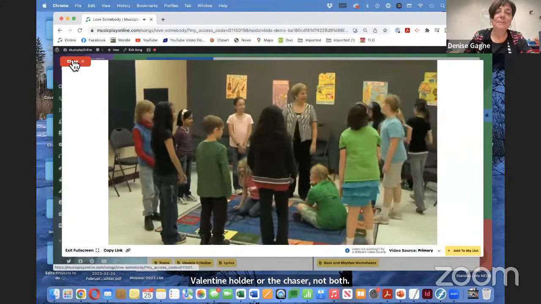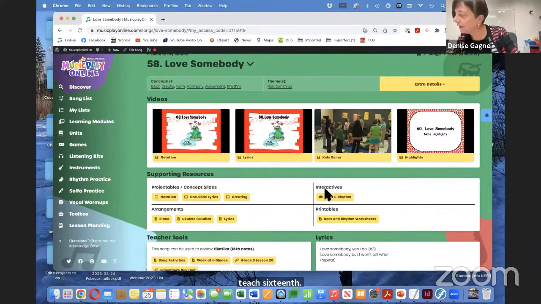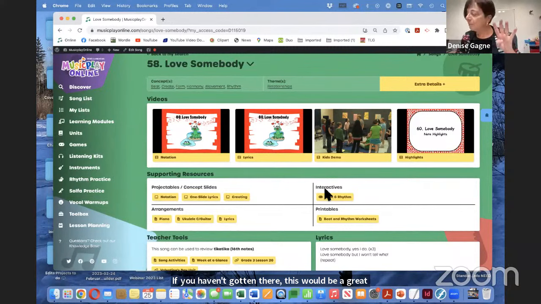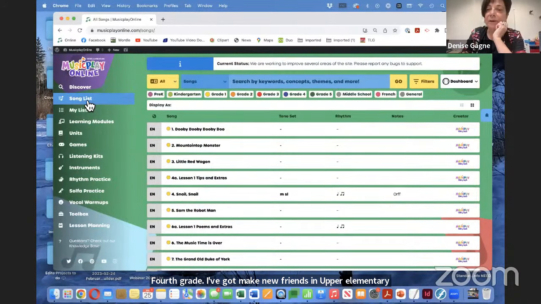So again, there's the beat and rhythm activities here to teach 16ths if you haven't gotten there. This would be a great teaching piece for it. Fourth grade, I've got Make New Friends. In upper elementary, there is a John Jacobson song.